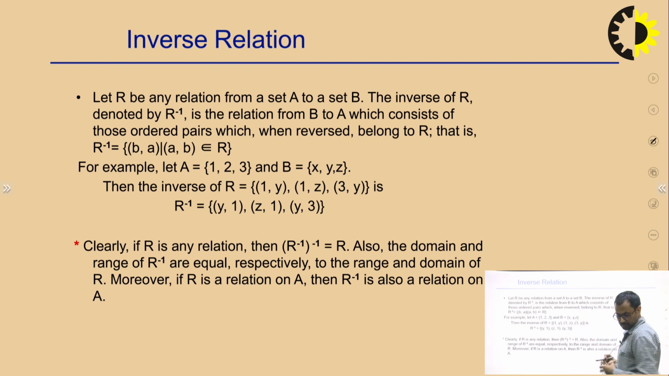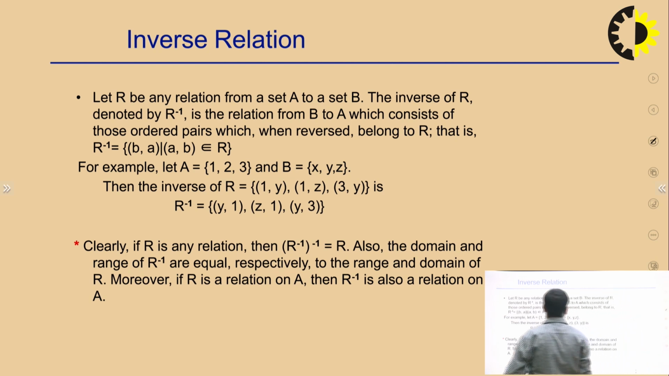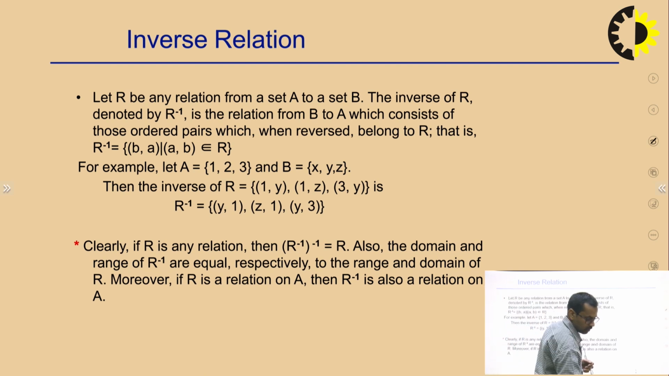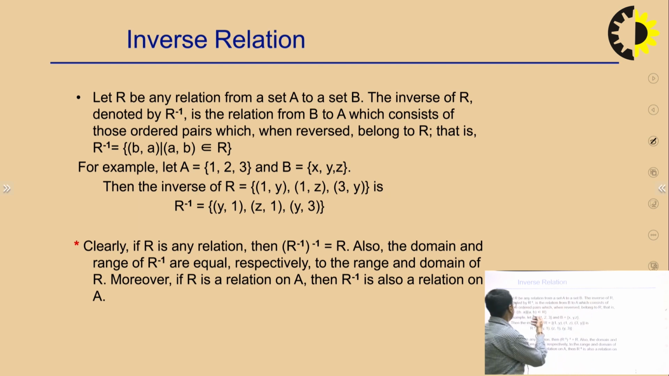Inverse relations. Let R be a relation from a set A to set B. The inverse of R, denoted by R inverse, is a relation from B to A which consists of those ordered pairs which, when reversed, belong to R.